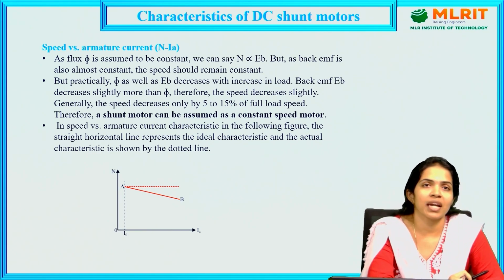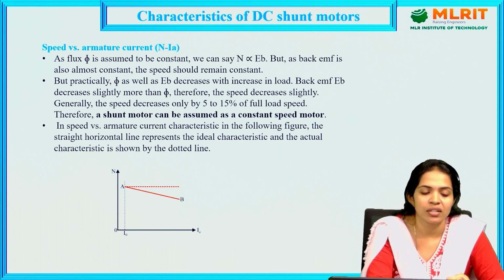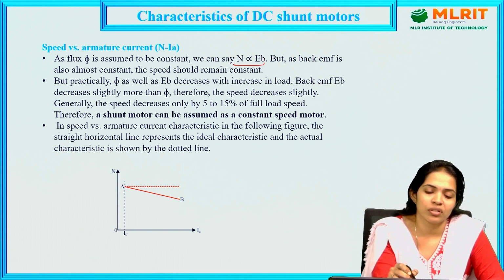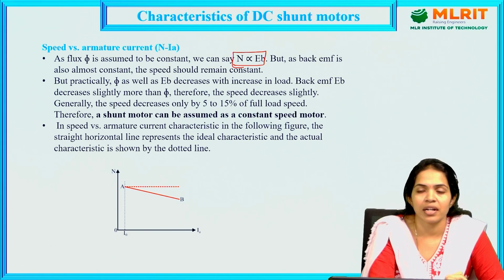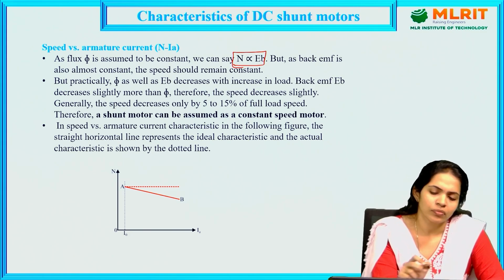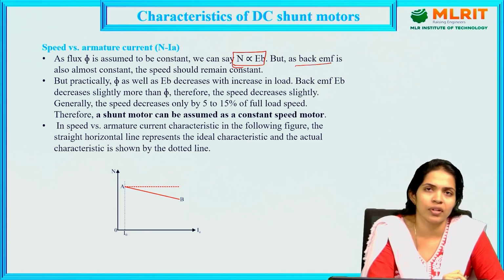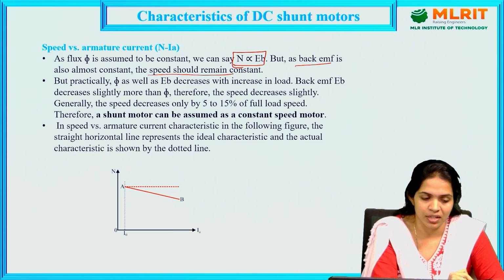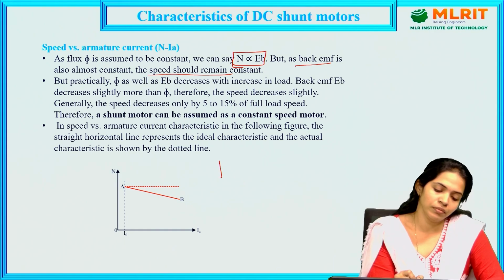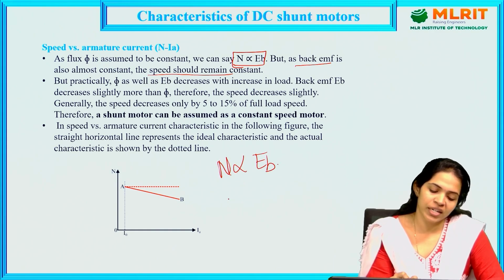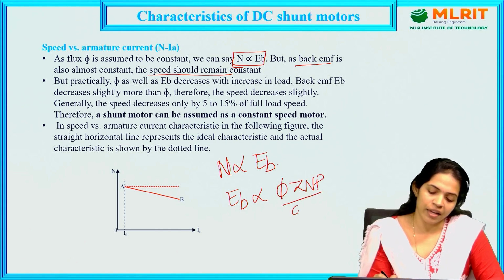Moving on to the next characteristic, speed versus armature current. From the relation, speed is directly proportional to Eb. As we are saying that it is a constant flux machine, the back EMF is also almost constant. The speed also should remain constant in this particular case, as speed is directly proportional to Eb, which is phi ZNP by 60A.